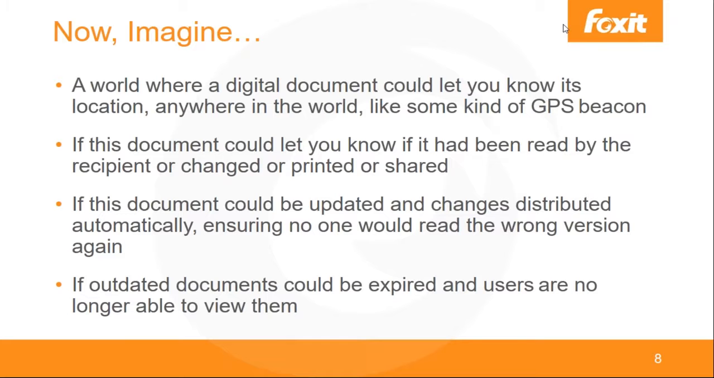Now, imagine a world where a digital document can let you know its location. And one of the ways we achieve that is by inserting an ID in the file. And as that traverses devices around the world, it's acting like a beacon that's telling us where it is. Imagine if this document could also let you know if it had been read by a recipient or changed or printed or shared. And if this document can be updated and changes distributed, then imagine a world in which no one would be on their own version again. And if outdated documents could be expired and users no longer able to view them, again, that would address many of these lost productivity issues.